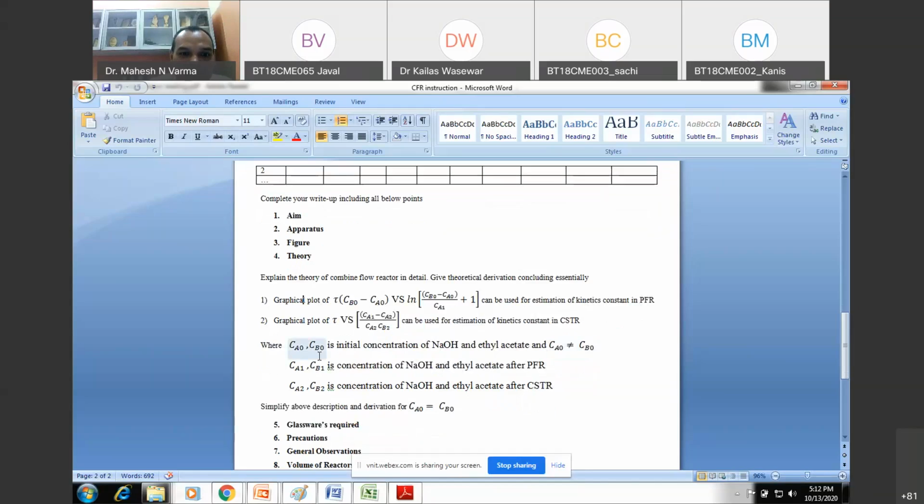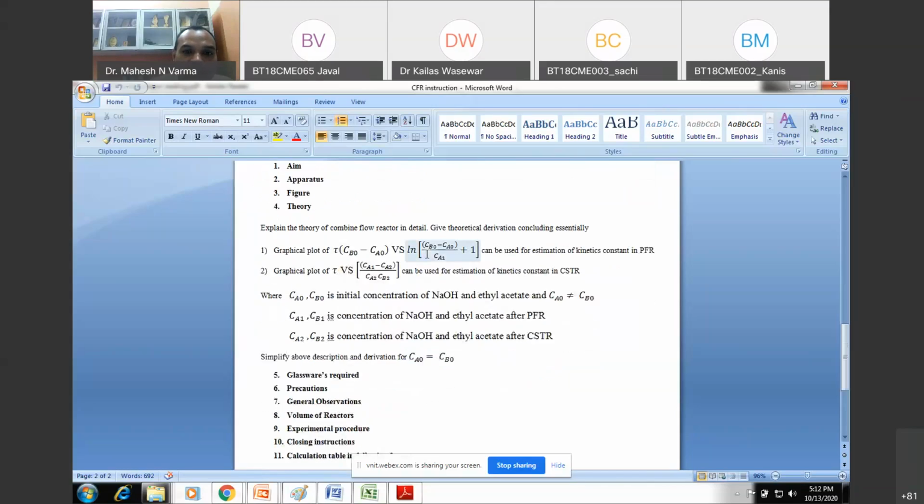Now, what are these CA0 and CB0? They are the initial concentrations of NaOH and ethyl acetate. Initially, derive the equation for CA0 not equal to CB0. Similarly, CA1 and CB1 are the concentrations of NaOH and ethyl acetate after PFR. CA2 and CB2 are the concentrations of NaOH and ethyl acetate after CSTR. Derive this equation, then simplify it when CA0 equals CB0. This is what you are expected to write in the theory.